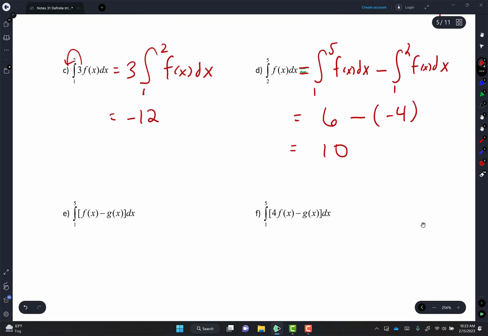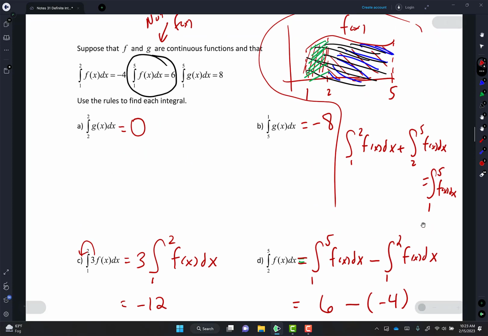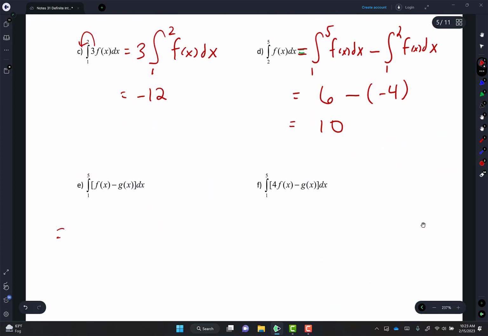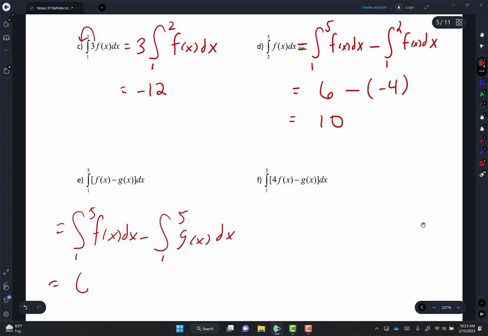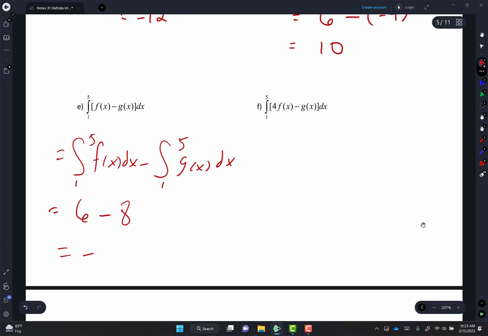All right. Letter E. Integral 1 to 5 of f of x minus g of x. Let's see. Do we have 1 to 5 for both? We do. So I'm going to write, this is just integral 1 to 5 of f of x dx minus integral 1 to 5 of g of x dx. What's the area from 1 to 5 of f of x? Minus, what's the g of x? So what's 6 minus 8? There it is.